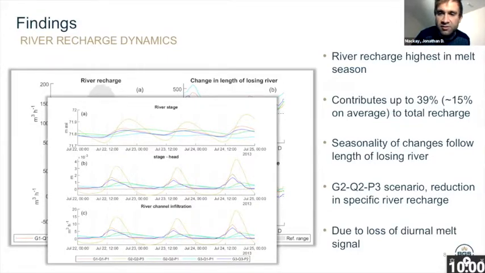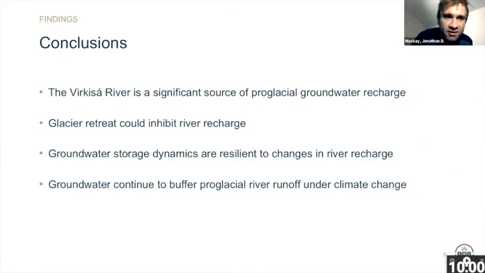So final slide, please, and I'll just conclude. Conclusions: in the Verkisa River, we found the river to be an important source of proglacial groundwater recharge. So the glacier is an important source of recharge, and we showed for the first time a mechanism by which glacier retreat could inhibit this recharge.